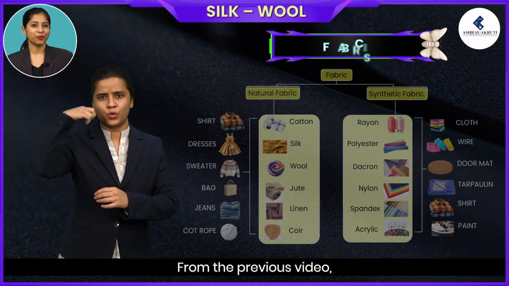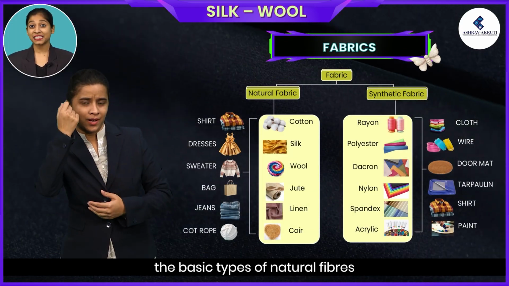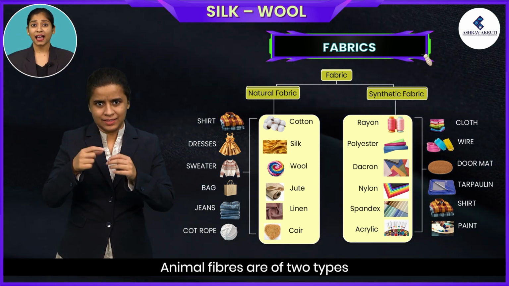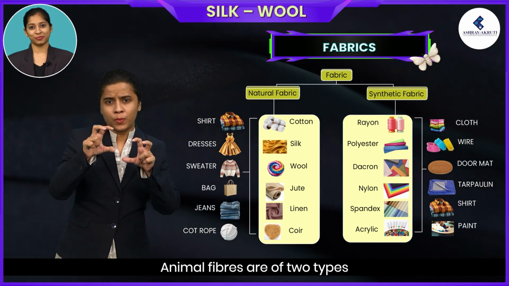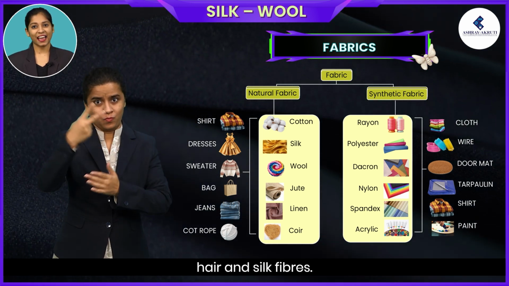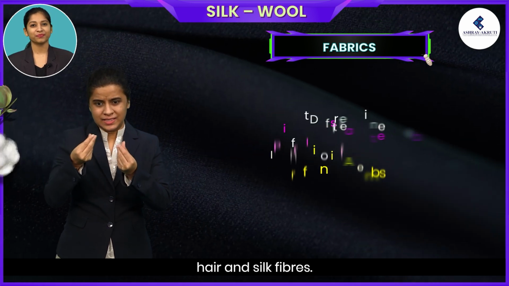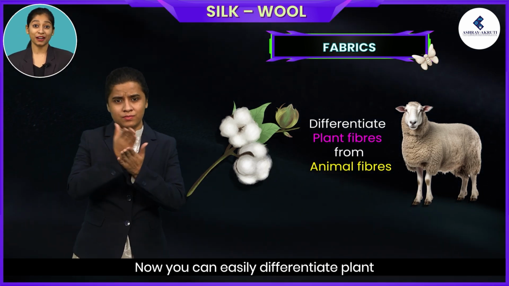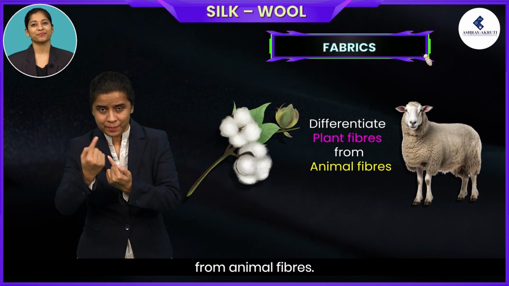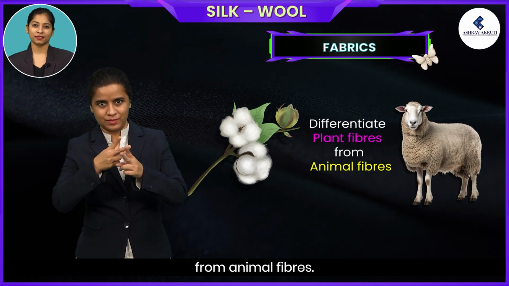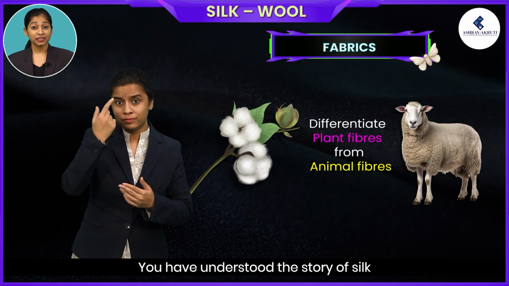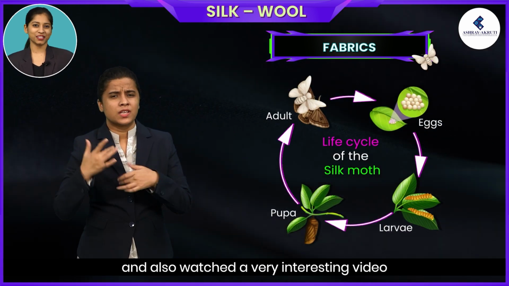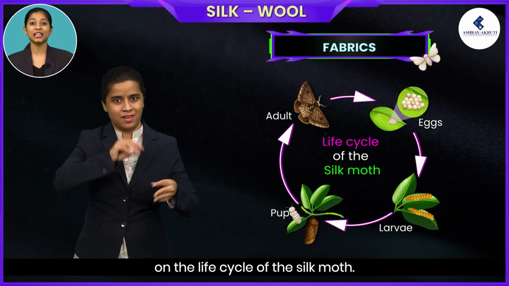From the previous video, you all understood the basic types of natural fibers and noticed that animal fibers are of two types, hair and silk fibers. Now you can easily differentiate plant from animal fibers. You have understood the story of silk and also watched a very interesting video on the life cycle of the silk moth.